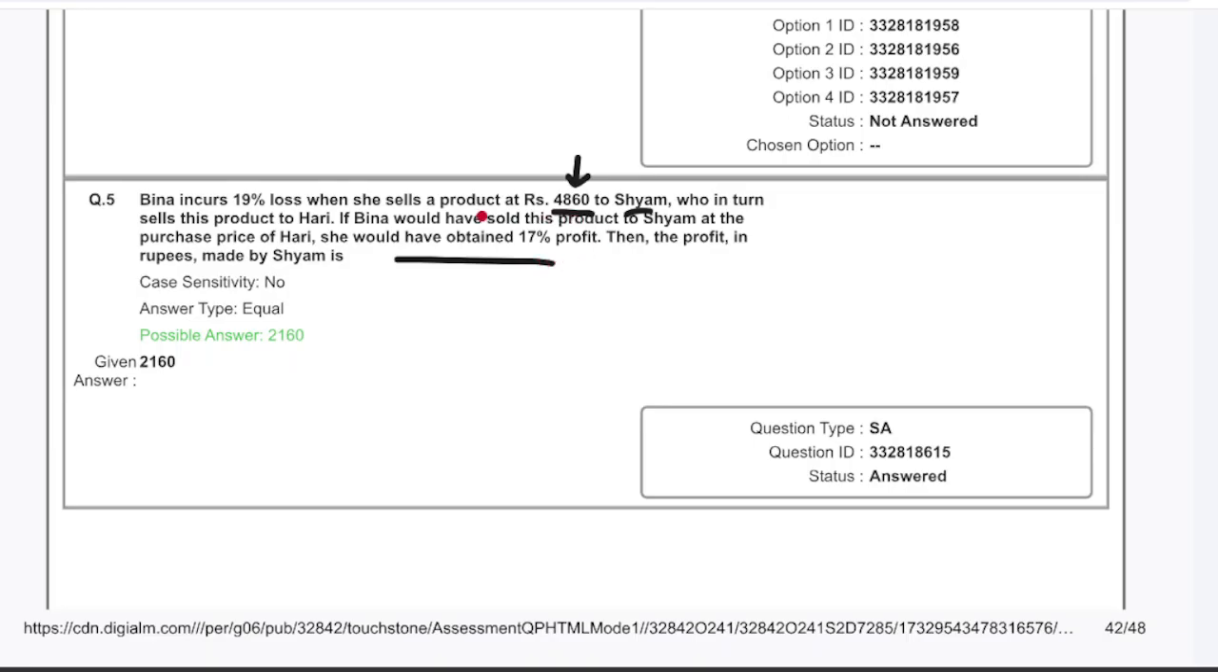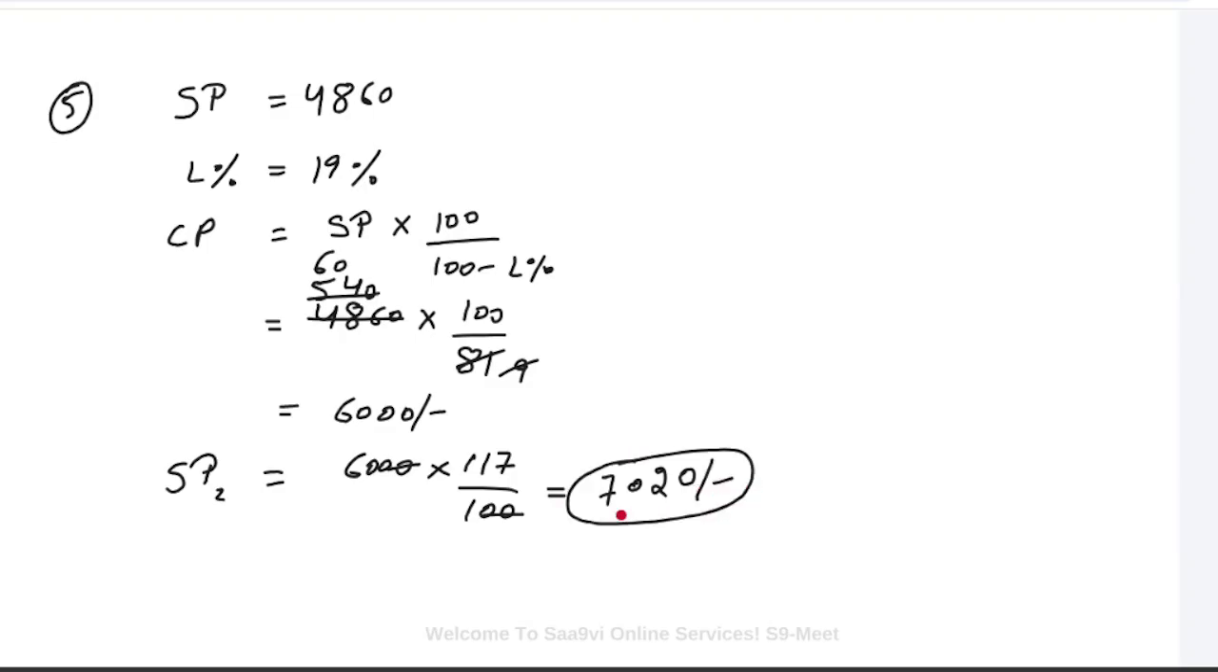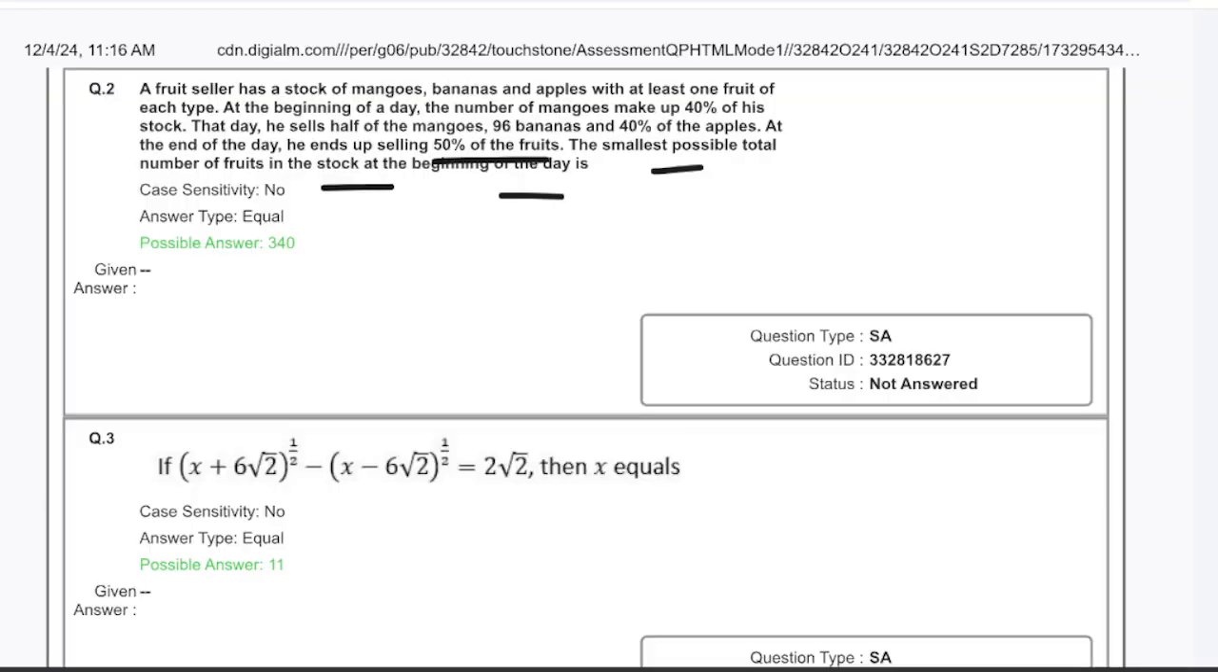So this was by Bina, and the cost price for Bina we know is 6,000. That means the selling price they are talking about, the second selling price, should be 6,000 into 117 by 100, which comes out to be 6 into 7, 42, 4 remainder, 0, 1 remainder. That means the second selling price is 7020, which is actually sold by Sham to Hari.